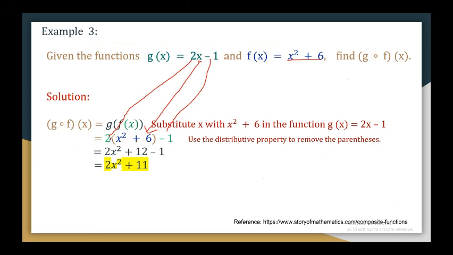Now we have here 2 times x squared. We have 2x squared. Then the next is 2 times positive 6. We have positive 12. And for the last term, we have negative 1. Just copy the last term, which is negative 1. Okay, let's simplify by combining like terms. We have 2x squared plus, so we have positive 12 and negative 1 that makes positive 11. So this is now our solution: 2x squared plus 11.